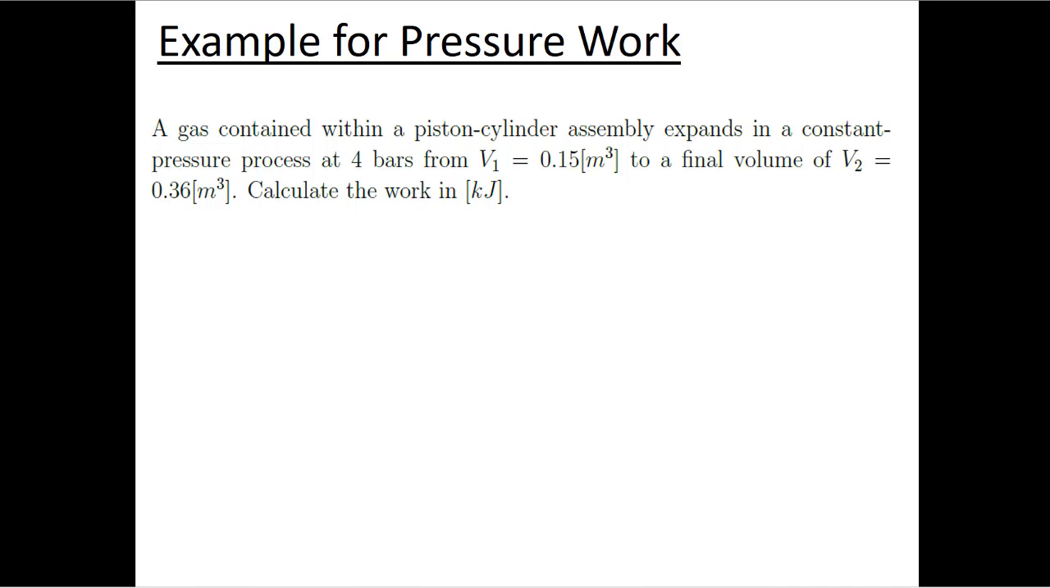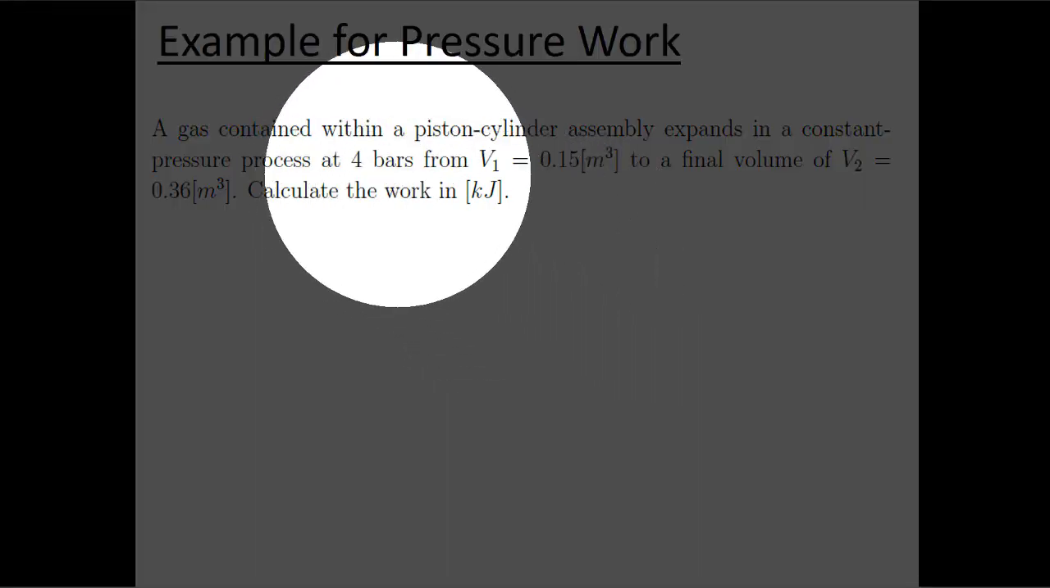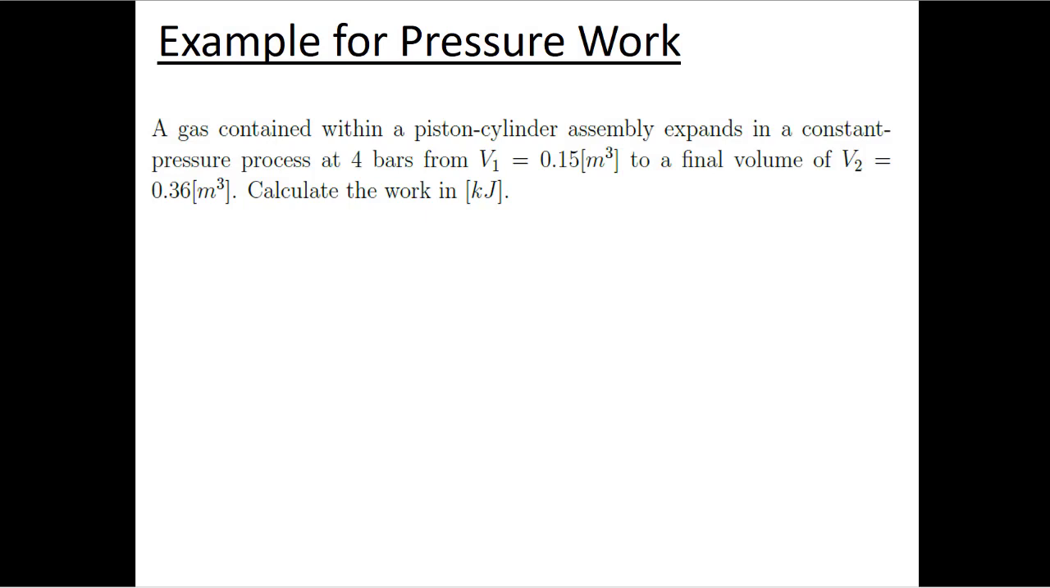But it tells us here that the piston cylinder assembly expands in a constant pressure process. So the pressure is always 4 bars. Now remember that a bar is almost an atmosphere, but atmospheric pressure is usually 101.3 kilopascals. Because it's metric, we don't really like that unit because it's not a round number. So bars are 100 kilopascals. A bar is almost an atmosphere, but in a nice round denomination.